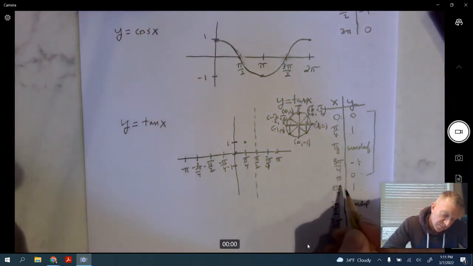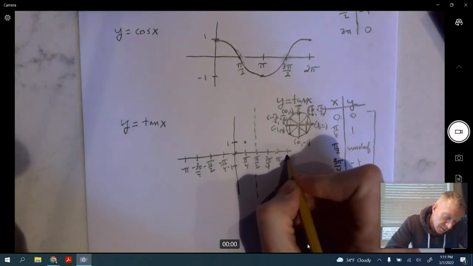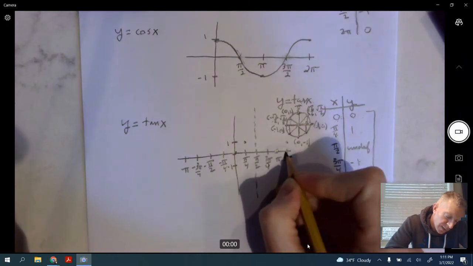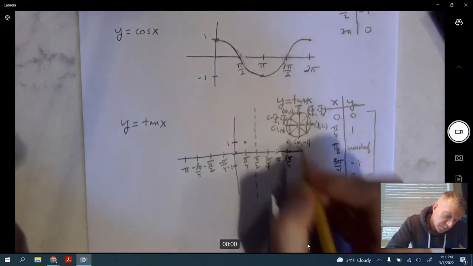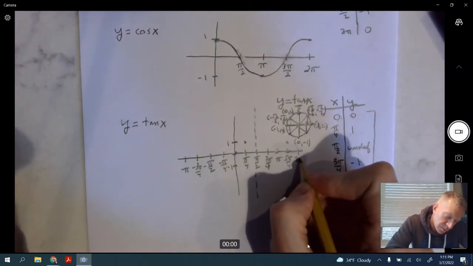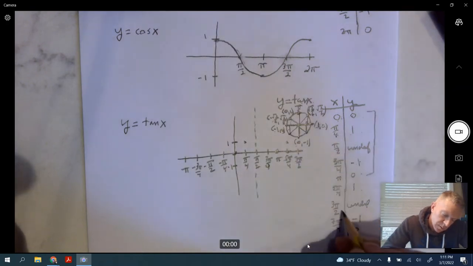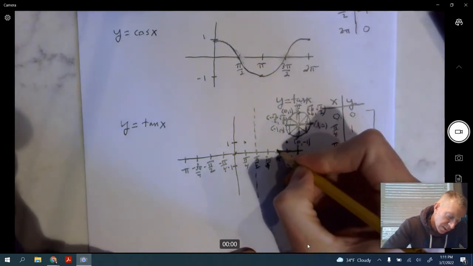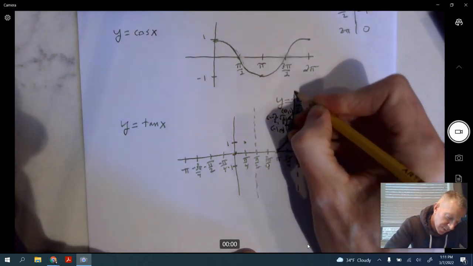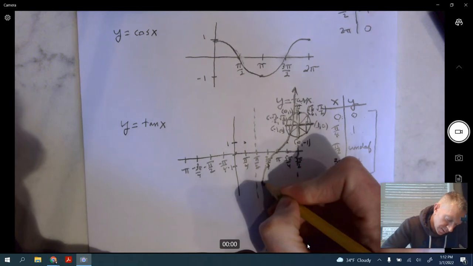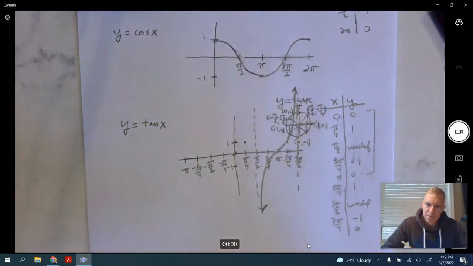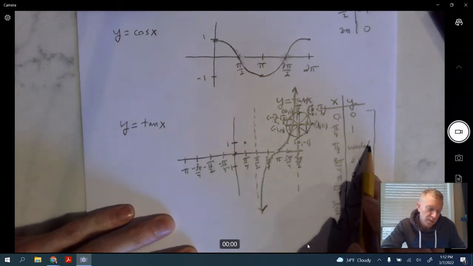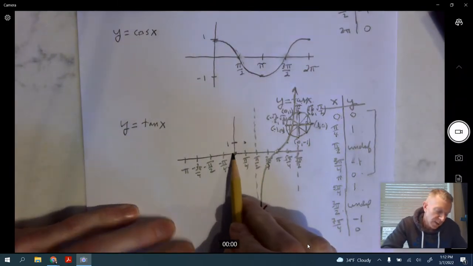Let's do 5 pi over 4. We're going to be back at positive 1. And then at this point right here, 3 pi over 2, we're undefined. So we have another asymptote. Okay. So you can see that this function is going to go like this. Okay. We could continue and draw another cycle over here, but let's continue going this way.